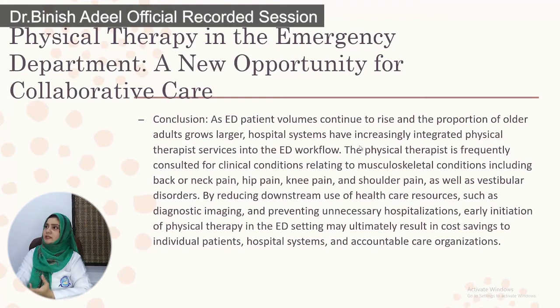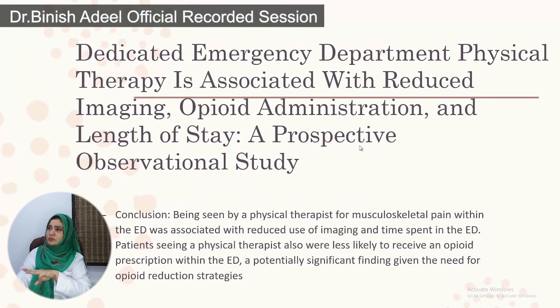The second study is titled dedicated emergency department physical therapy is associated with reduced imaging, opioid administration, and length of stay. It's a prospective observational study. These three things are really important: reduced imaging, opioid administration, and length of stay. The patient may face unnecessary imaging, X-ray or any kind of radiograph, where you can assess properly and see that there is no need of X-ray, the patient just having a swelling or local edema because of some kind of soft tissue injury. So you can reduce the cost.